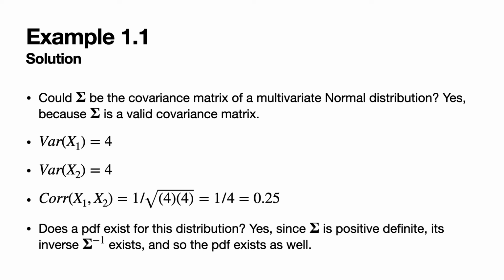The variance of x1 would be 4. The variance of x2 would be 4. And the correlation of x1 and x2, which you'll recall, is the covariance of x1 and x2 divided by the square root of the product of the variances, would be 1 over the square root of 4 times 4, which is 1/4 or 0.25.